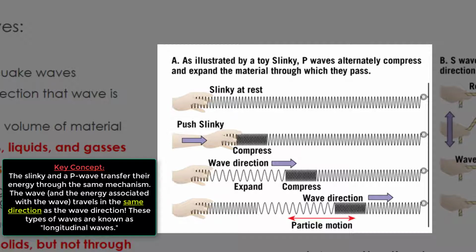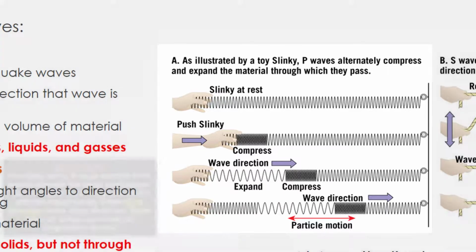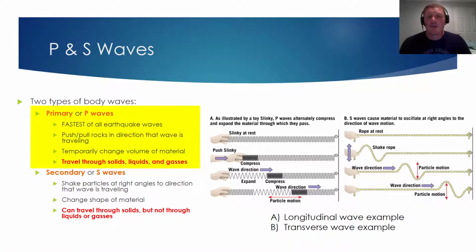And when they do so, they will actually temporarily change the volume of the material. It's also important to know that P waves can travel through solids, liquids, and gases. In other words, P waves can travel through just about anything inside of Earth. Now, secondary waves are a little bit different. In secondary waves, the particles will be shaken at right angles to the direction that the wave was traveling.